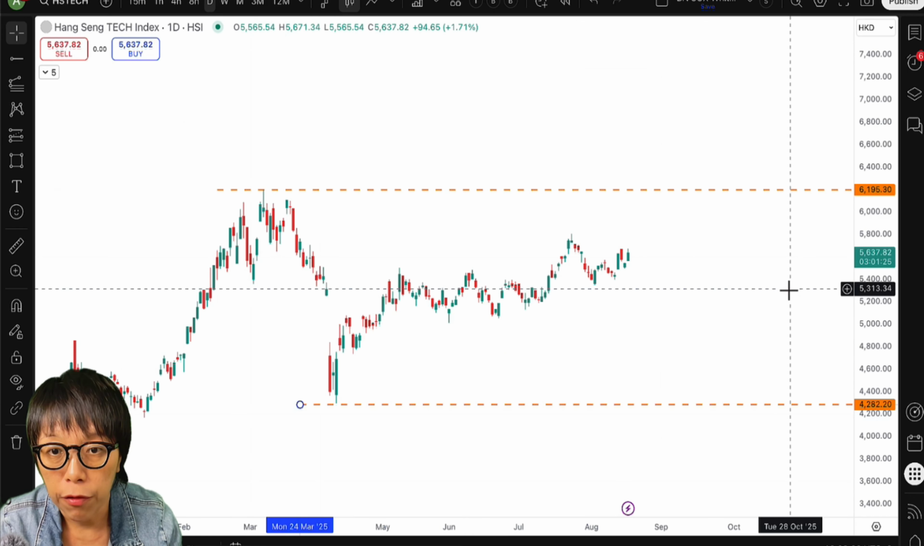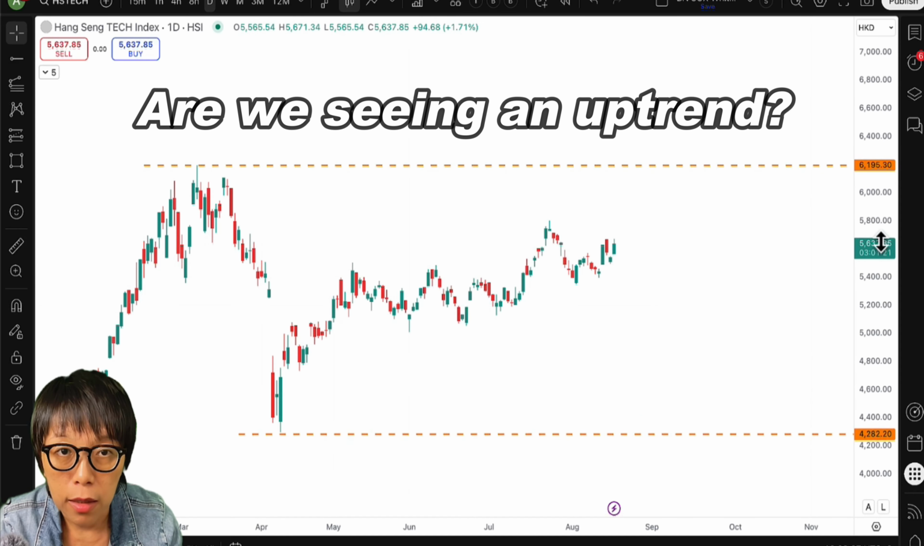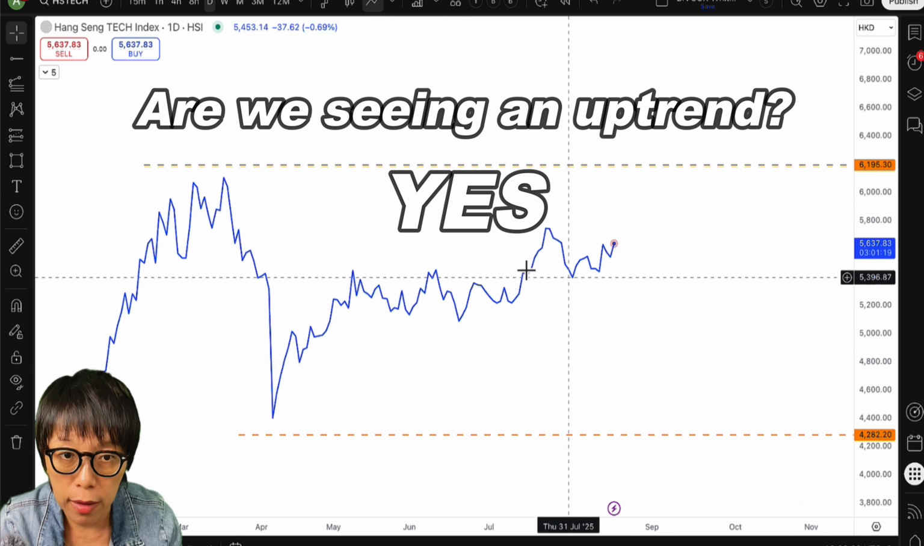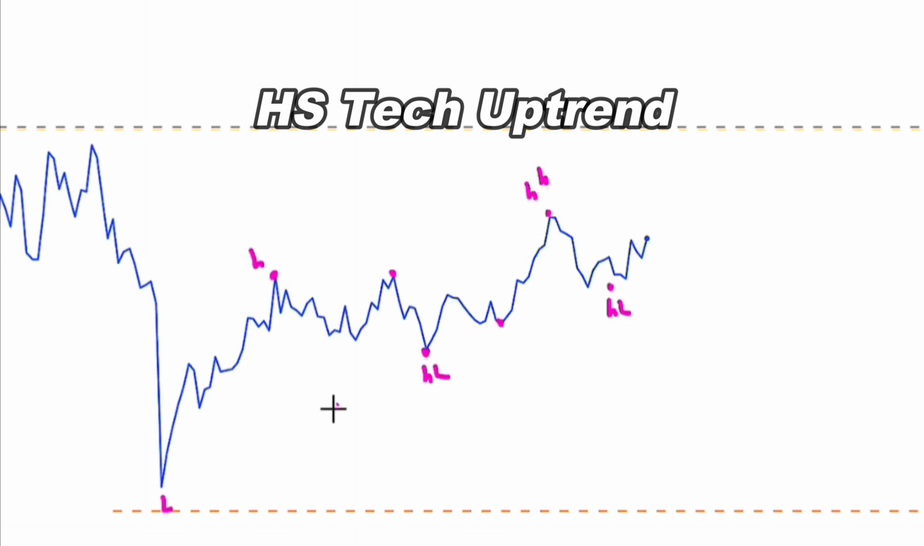If you ask me from the daily chart, are we also seeing an uptrend? The answer is yes. If I repeat the same exercise, then yes, each of these highs are higher highs and each of these lows are higher lows compared to the previous low or the previous high. So even on the daily chart, yes, Hang Seng Tech is making an uptrend.